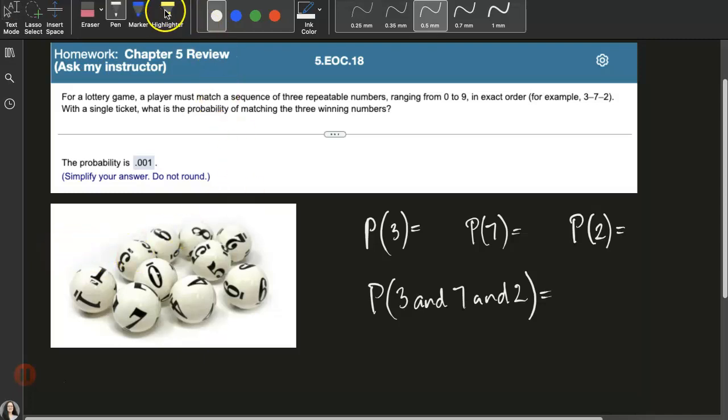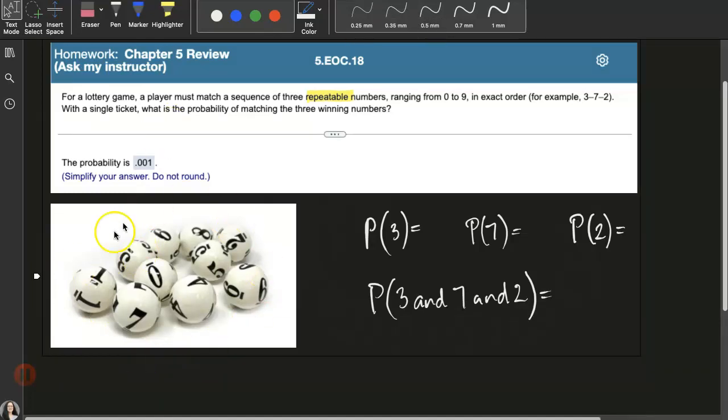There is a kind of key phrase here that really helps us determine how we're going to set up this probability problem, and that's the fact that these numbers are repeatable, meaning that once we draw one number, then we place it back into the container and it's able to be drawn again.